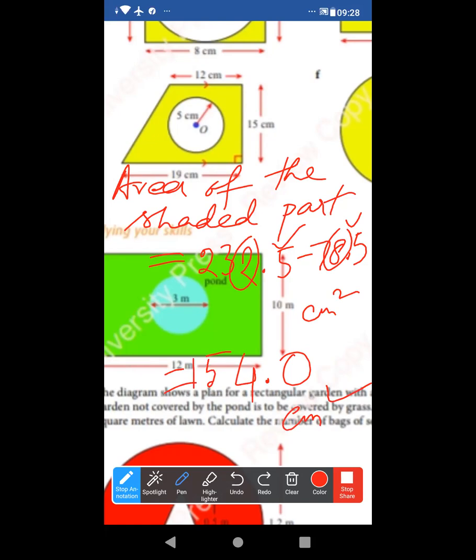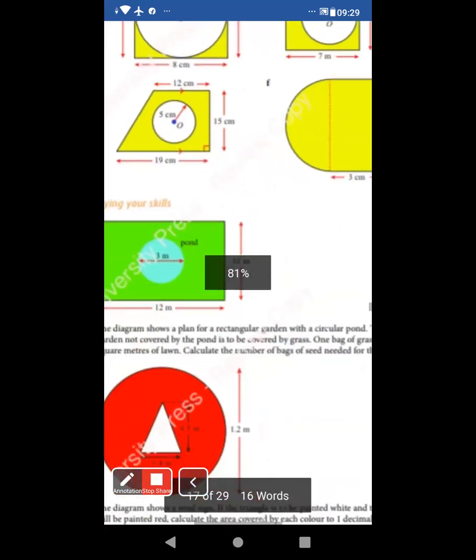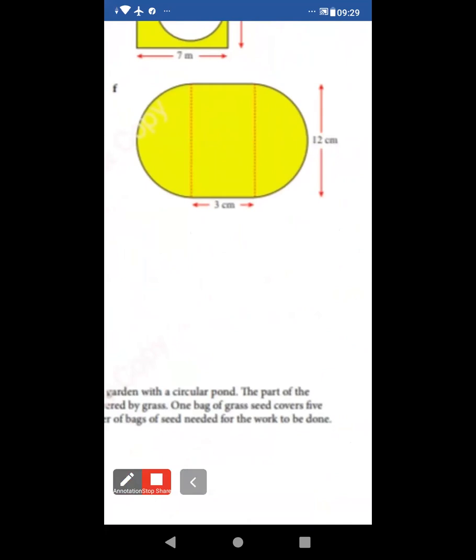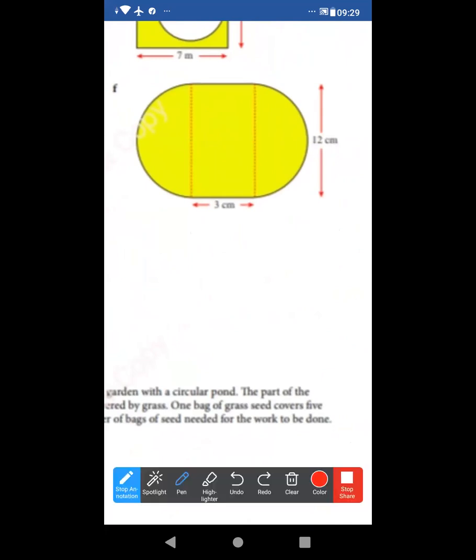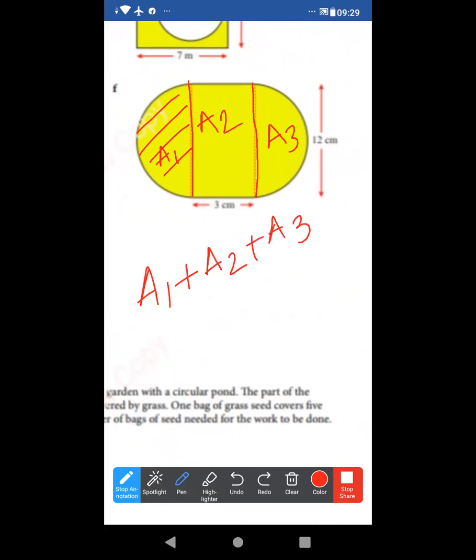Okay, move to the next one, F. Here it is very easy. Just look. Basically, here there is no need to subtract. This type of problem you have already done: we have to break it into three parts. Suppose we denote them by A1, A2, and A3. Basically, the area of the carrot is A1 plus A2 plus A3.